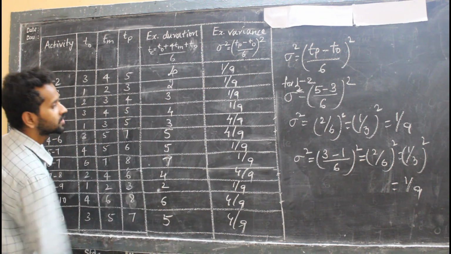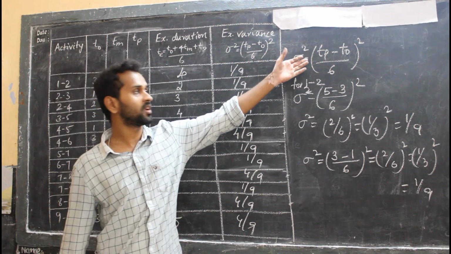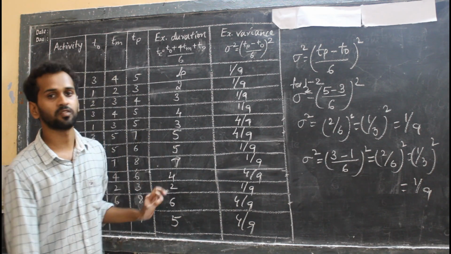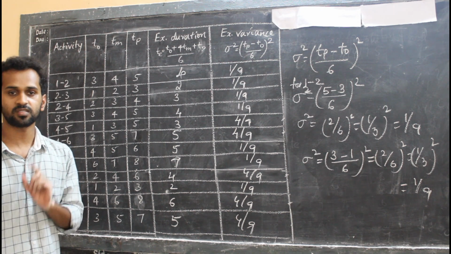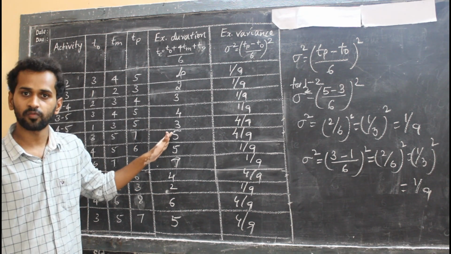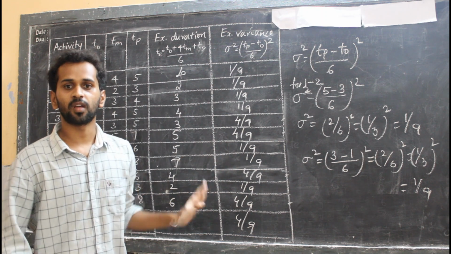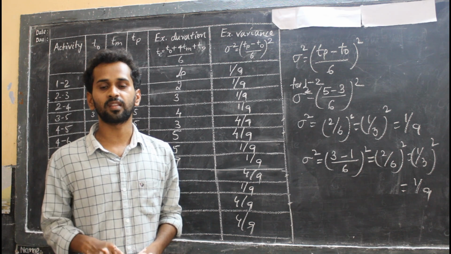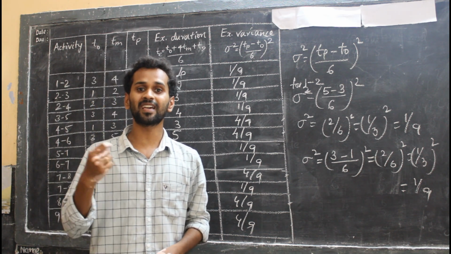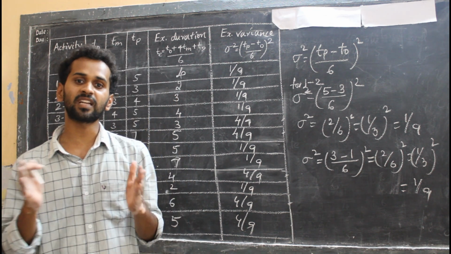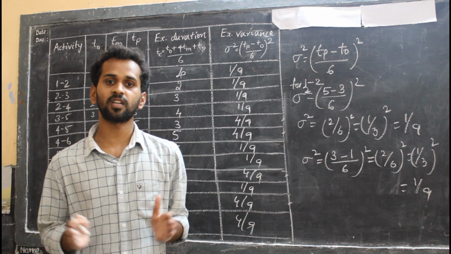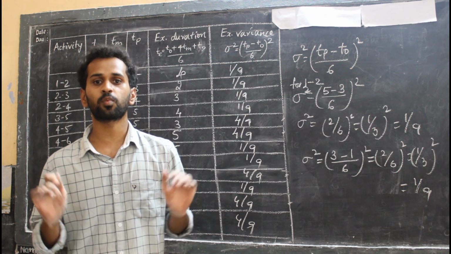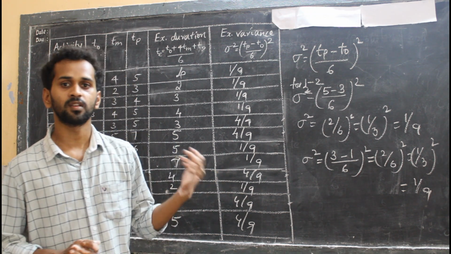All these sigma squares I got using the formula sigma square equal to (TP minus TO) divided by 6 whole square for each and every activity. These are the two terms we have found. What is the first term? Expected duration. Found. Expected variance, you have done it. Now the next intention is the expected variance for the entire project. That can be found after finding the critical path. When you add the variances of the critical activities, the sum of expected variances of critical activities will give you the expected variance of the complete project. So let us find the critical path.